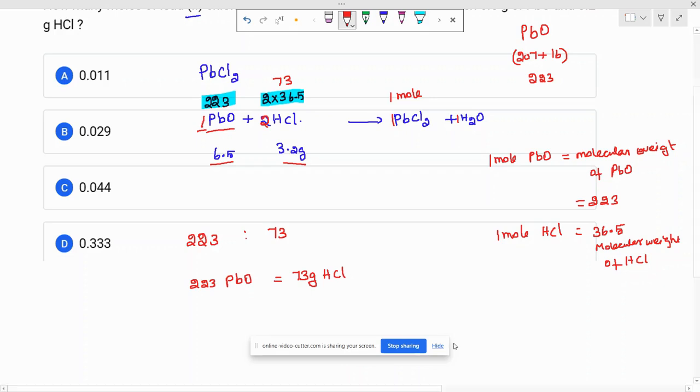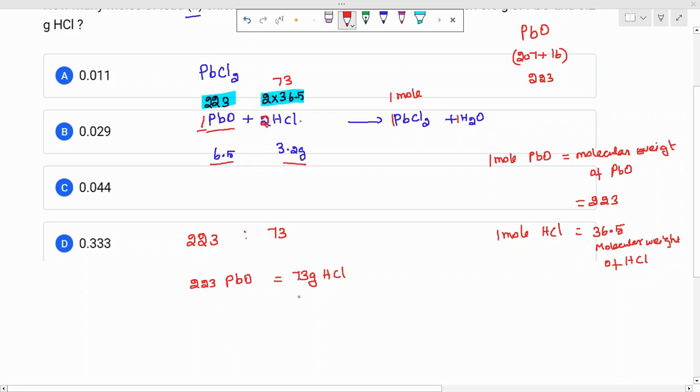Why are we doing that? We have to check whether they have taken the right ratio. Otherwise, there may be some excess reagent, or we have to find out the limiting reagent. Then only can we find out the exact number of moles of product. So we have to check whether they have taken the right ratio.